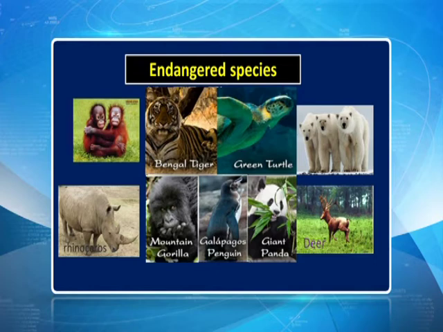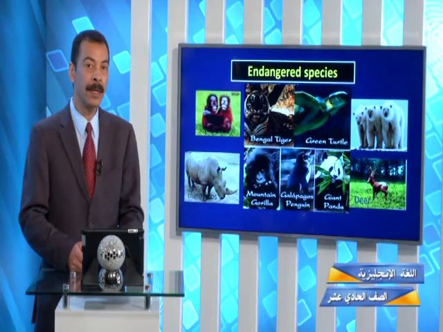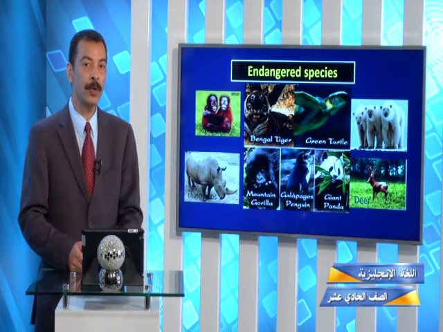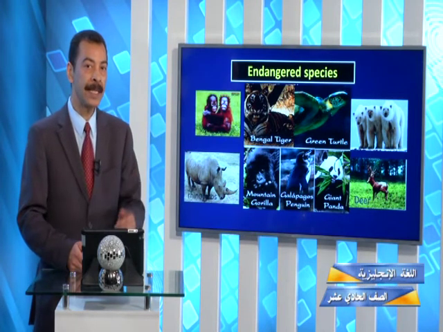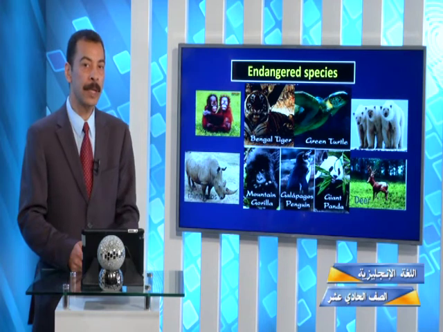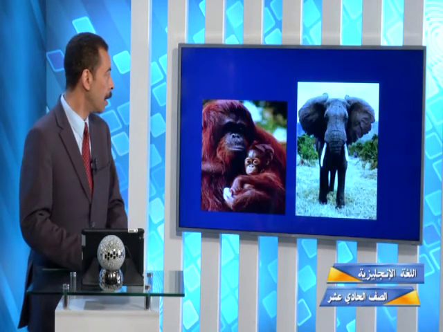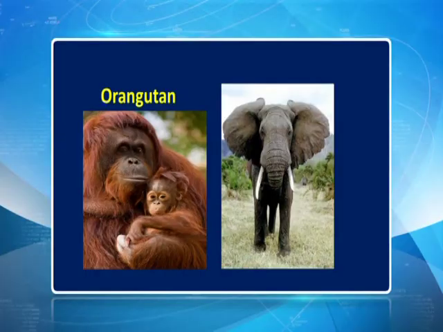The list of endangered animals is very long, but in this lesson we are going to talk about only 2 species. So before that, let's see our new words for this lesson. These are the 2 animals that we are going to talk about, that is orangutan and the African elephant.